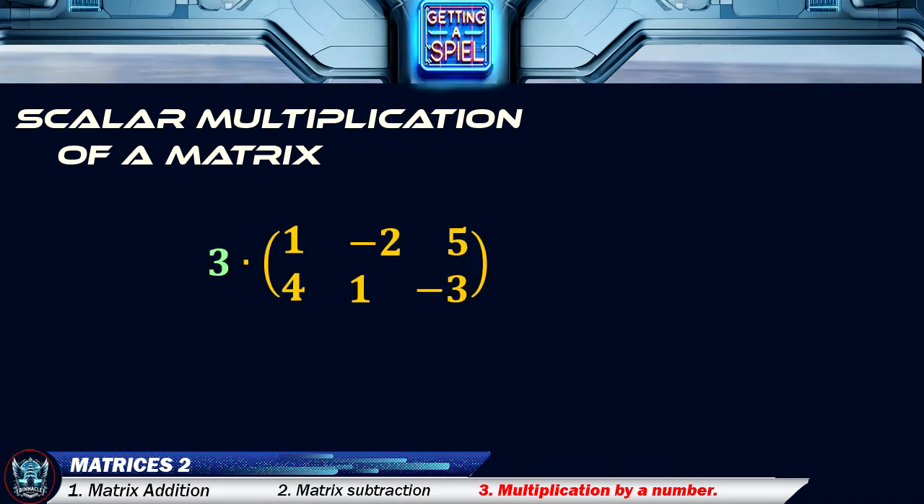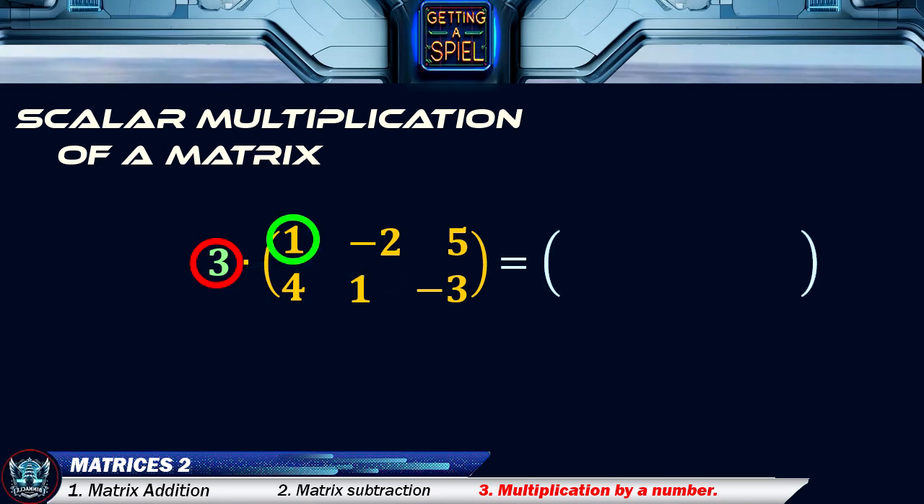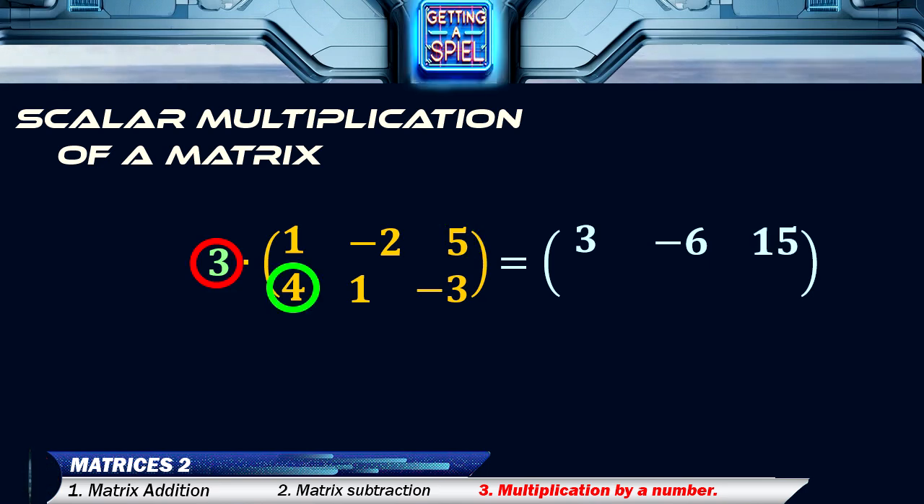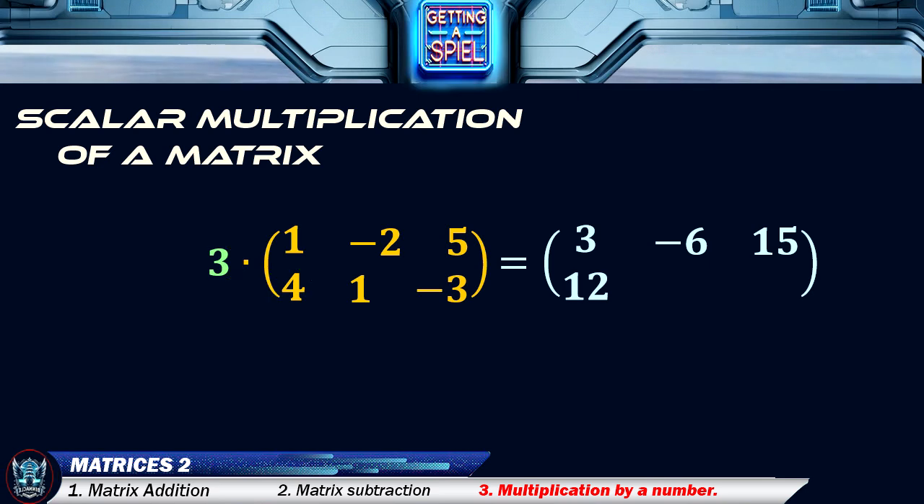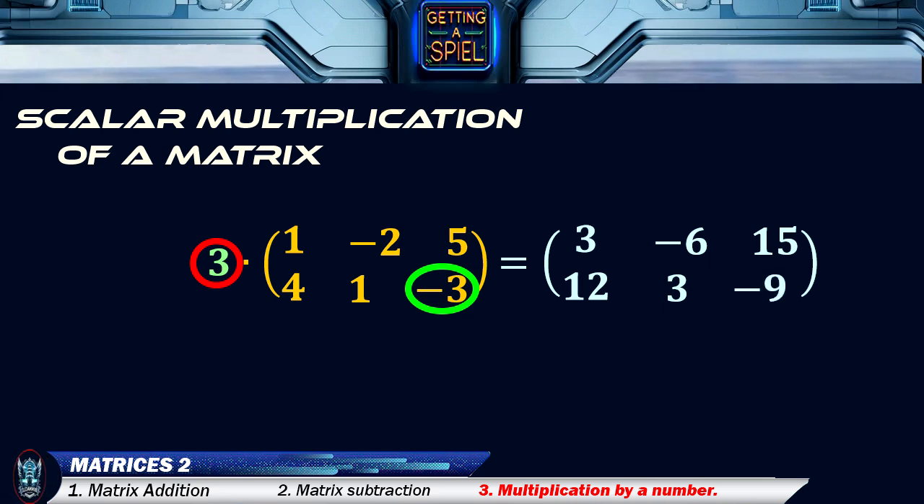It is as simple as the scalar multiplying each element of the matrix. In the example you are looking at, 3 times 1 is 3. 3 times negative 2 is negative 6. 3 times 5 is 15. 3 times 4 is 12. 3 times 1 is 3. And finally, 3 times negative 3 is negative 9. That's it.